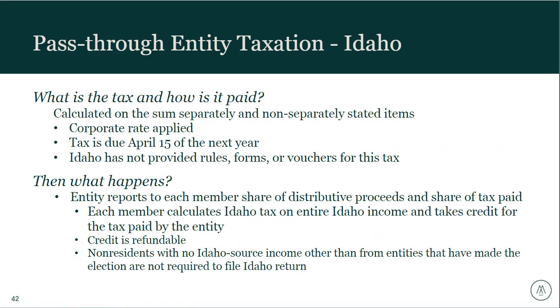It's calculated on the sum of all separately and non-separately stated items at the corporate rate. The tax is due April 15th of the next subsequent year. And again, we don't really have rules, forms, or vouchers for this tax yet. So there are detailed instructions that are going to be forthcoming.